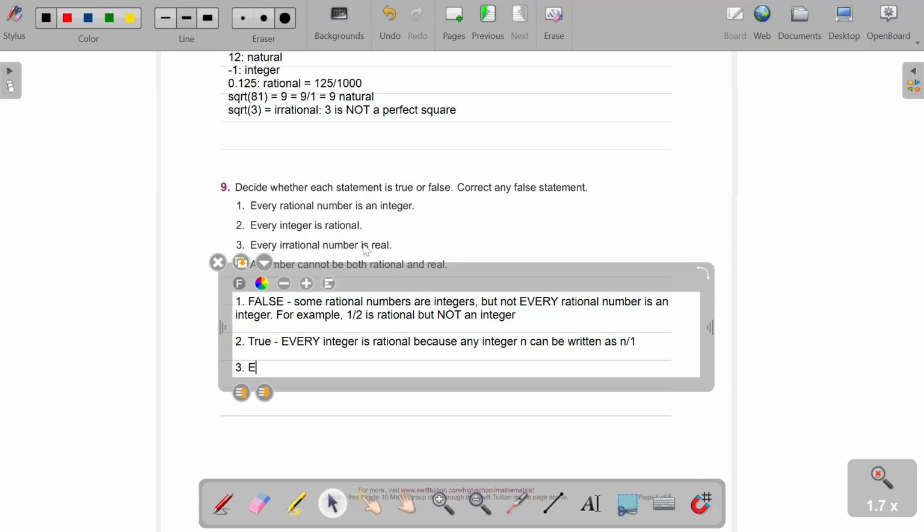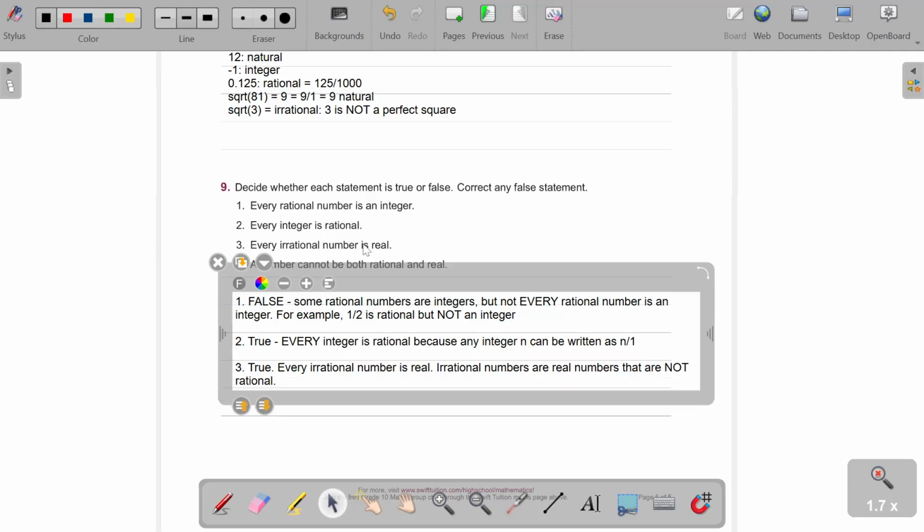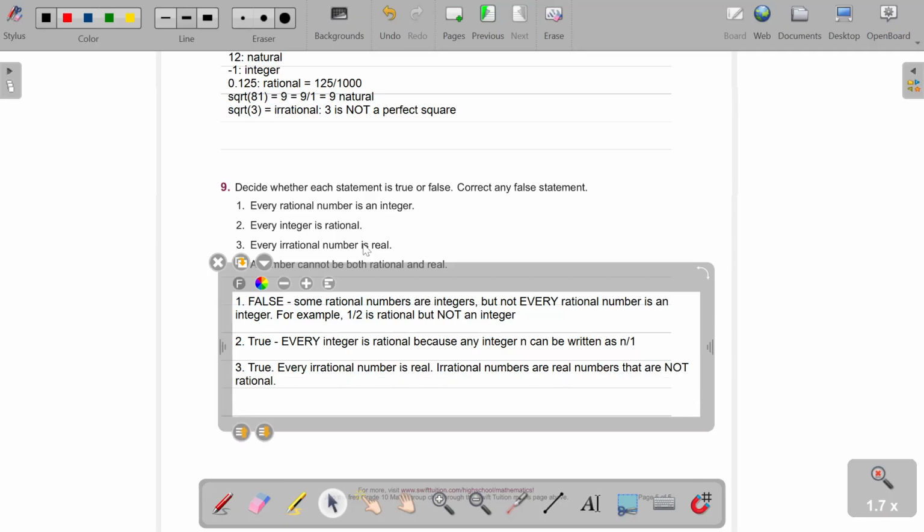The third question says every irrational number is real. The answer for this one is true, right? Rational numbers and irrational numbers together form the world of real numbers. So every irrational number is real, and I'll add that irrational numbers are real numbers that are not rational, right? They don't have their own nice definition. As long as you can't write them as a rational number, then it must be an irrational number.